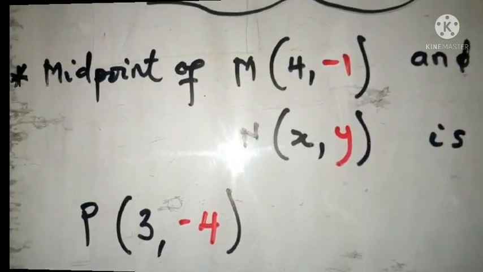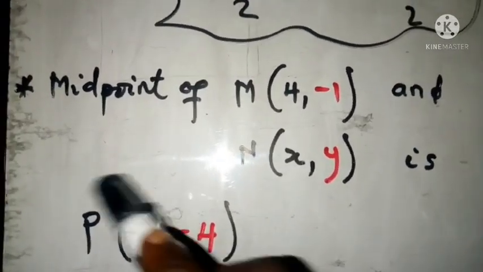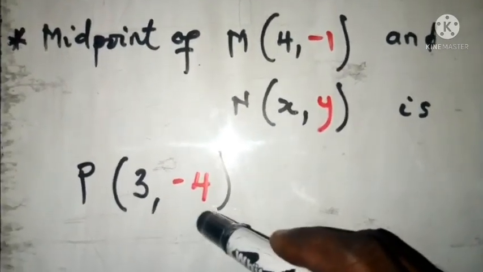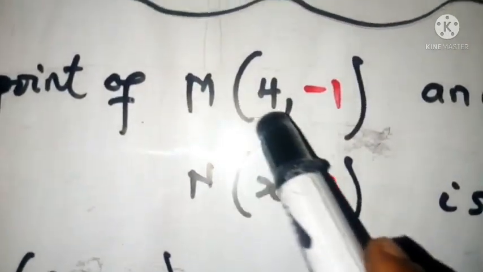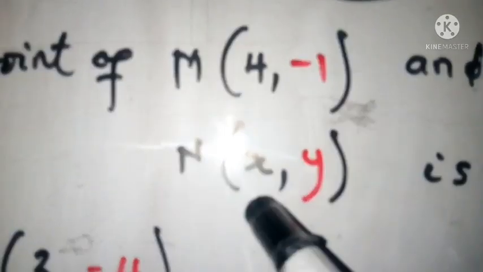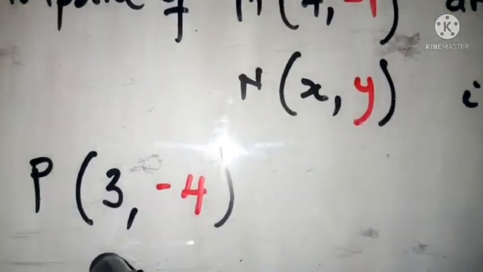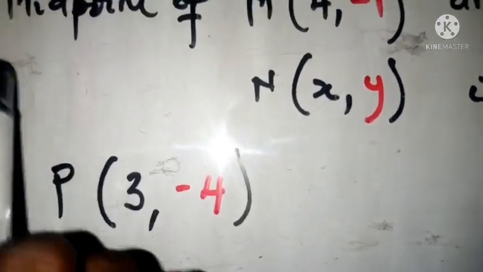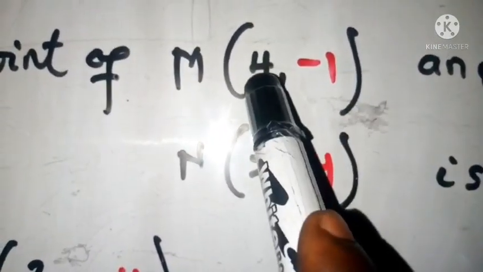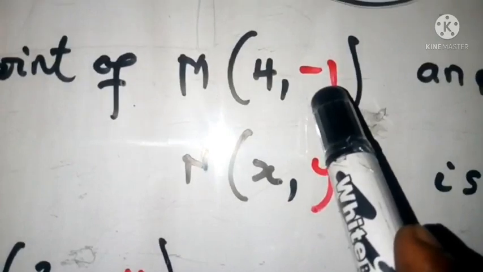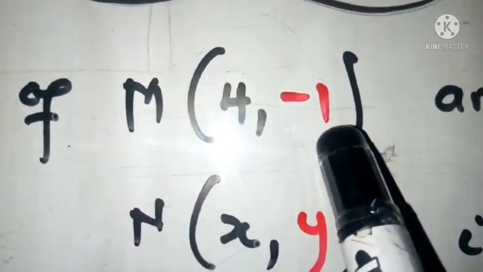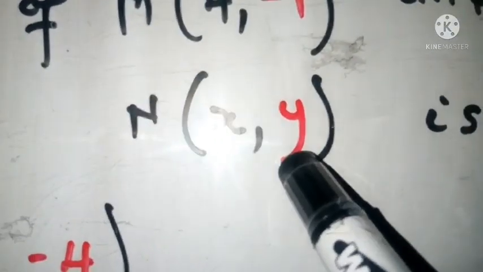From the question, you are given that the midpoint of M and N is (3, -4). So the midpoint of M, which is (4, -1), and N (x, y) is (3, -4). Remember what I said earlier on, that the arrangement matters here. So this is the first x here, the first y here, so first x comma first y, and then second x comma second y.